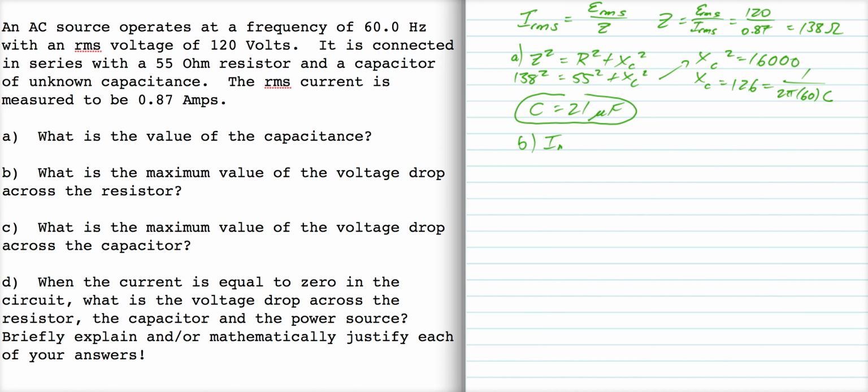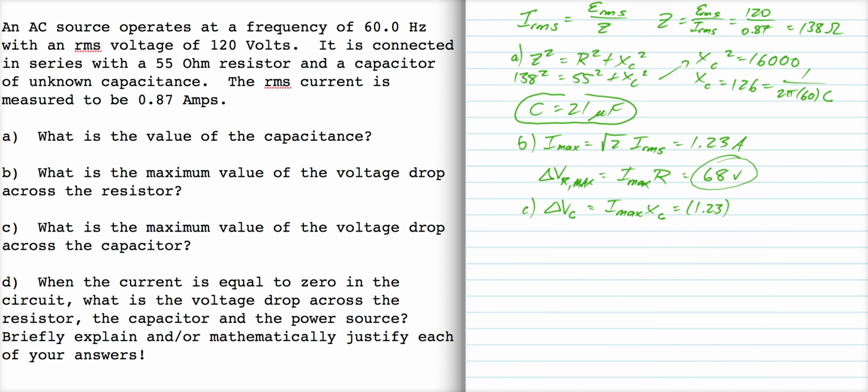Well, the maximum current is the square root of 2 times the RMS current, so that's 1.23 amps. And the maximum voltage drop across the resistor is just equal to the maximum current times the resistance. So that's 68 volts. Now part C, the maximum voltage drop across the capacitor, well, that's Imax times x sub c. Right, so that's 1.23, and then x sub c we have up here is 126, so that's 155 volts.